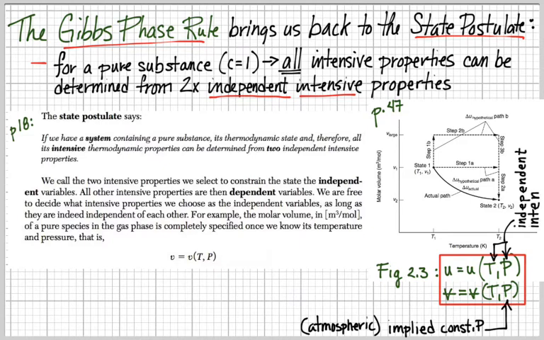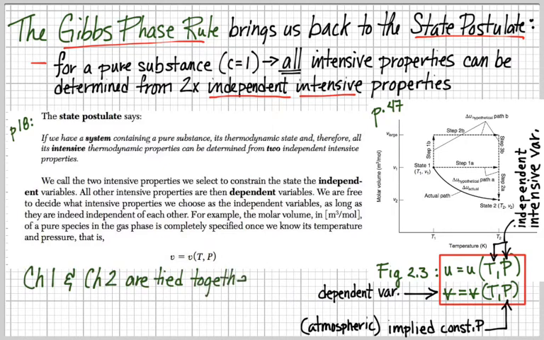Each one of these, temperature and pressure, is obviously an intensive variable. If I divide them in half, it does not change inside the system, and each one is independent of the other. If I change temperature, I won't change pressure for a vapor. Now, again, the dependent variable is the molar volume here.